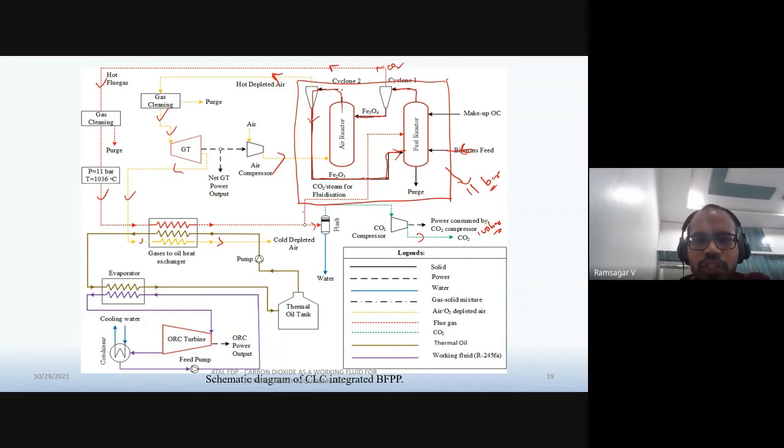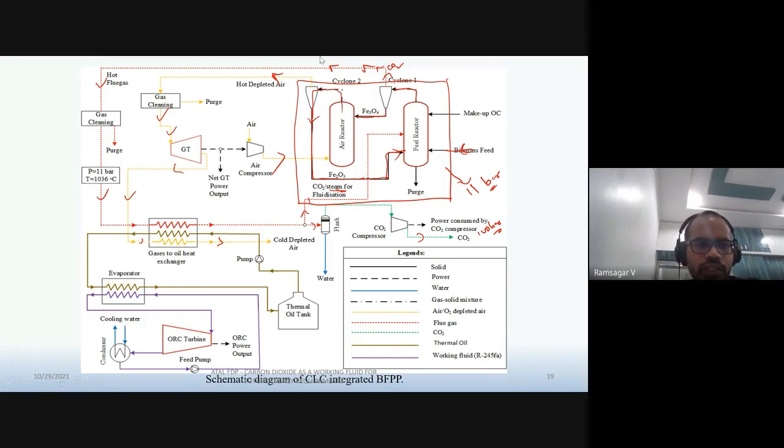And some amount of CO2 we are sending back to this fuel reactor so that it can be utilized as a fluidizing agent, right? So here we can use CO2, which is available here, or sometimes even steam we can use as a fluidizing agent, right? But the same CO2 comes out from this loop, right? So this is about the operational scenario of the CLC integrated power plant, right?